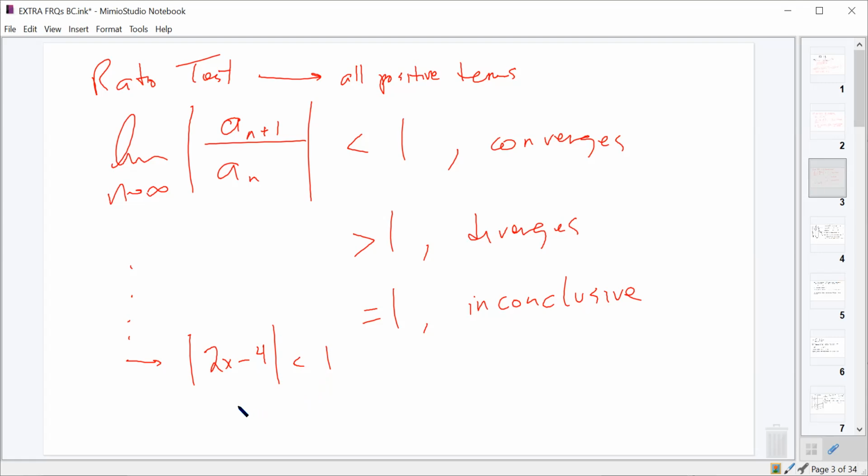So in this case, we just rewrite it as 2x minus 4 is less than 1, greater than -1, and then you can solve down for your interval of convergence, add your 4, and you divide by your 2.